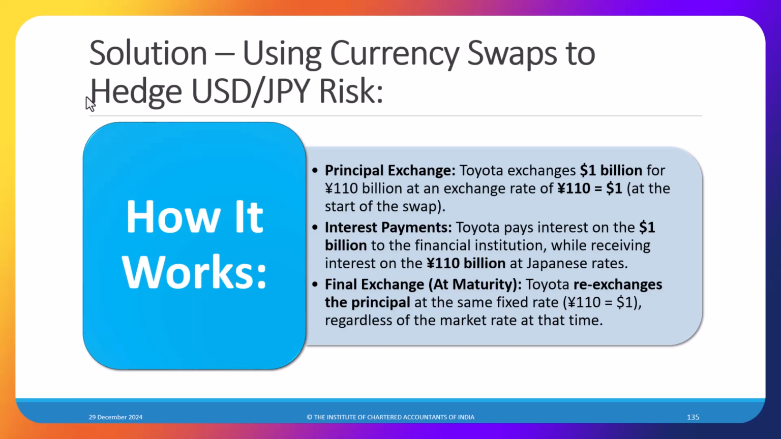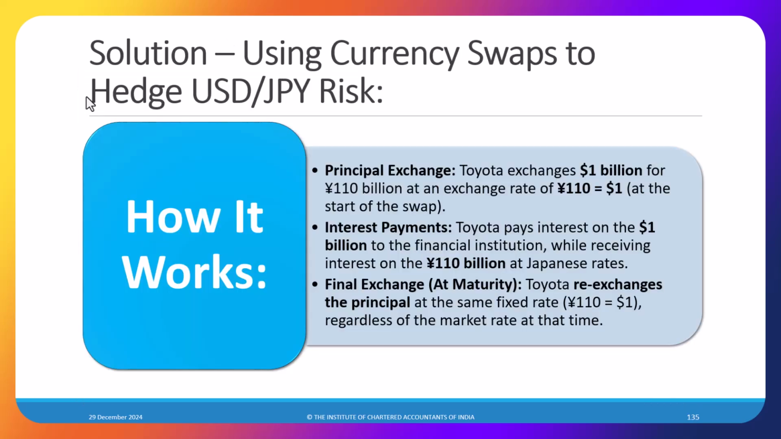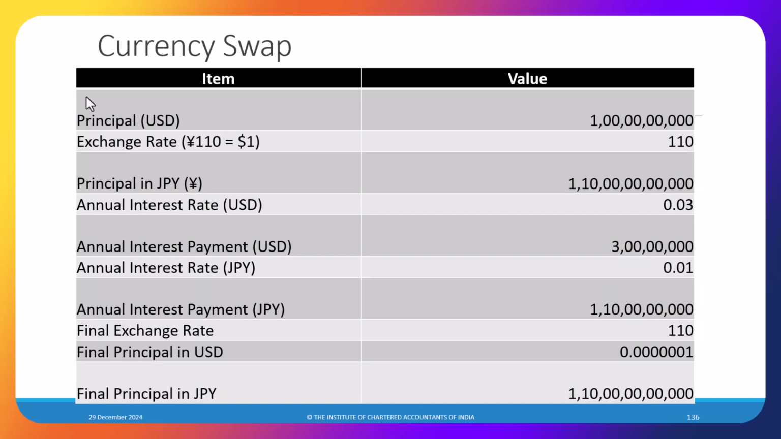So how it works, let's look at this. So principal dollar is, say, how much was it, 1 billion? 1 billion, and exchange rate was 110. So they brought this much Japanese yen into Japan. Annual interest rate they pay in America is 3%, which is so many dollars, and annual interest rate in Japan is just 1%. When they brought the money in Japan, they were earning 1%. So they were paying interest in US currency at 3%, and the inflow was at 1%, and the final exchange rate is 110.